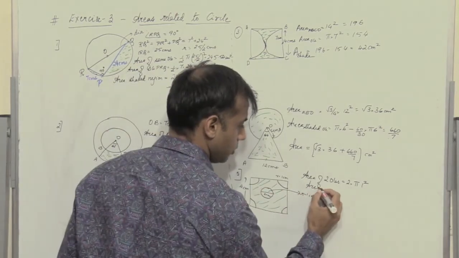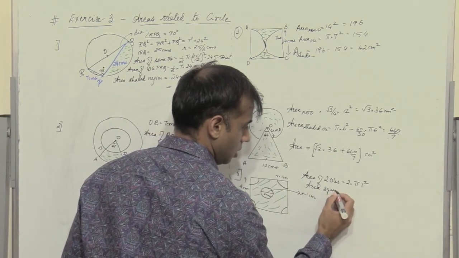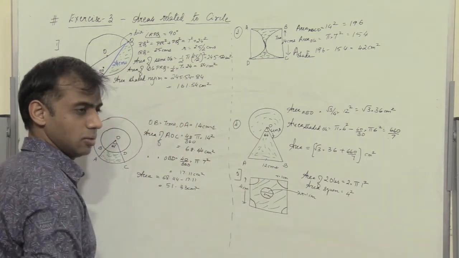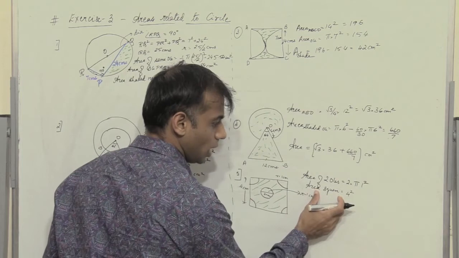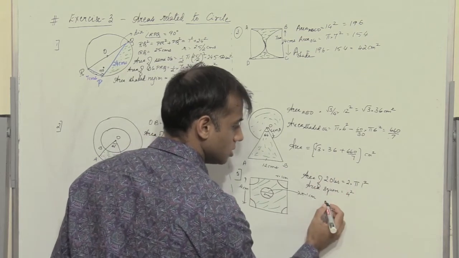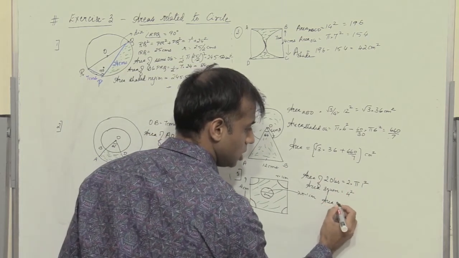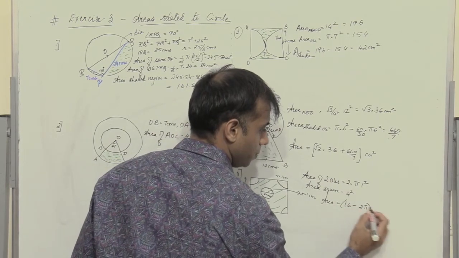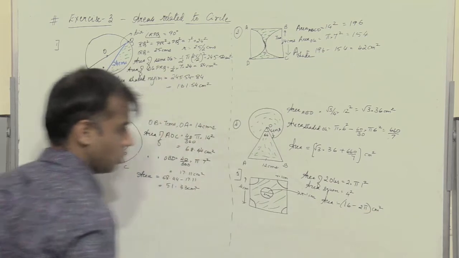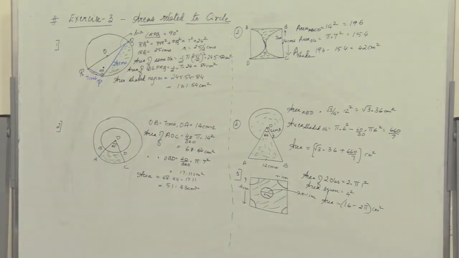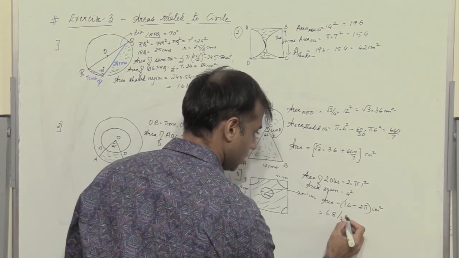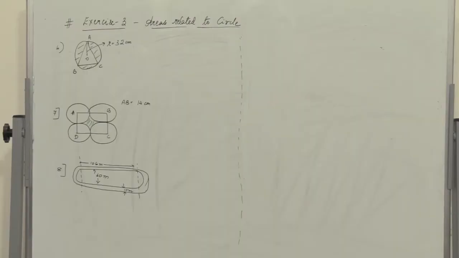So area of square is 4 square. I need to find the area of the shaded region, which would be area of the square minus area of these two circles. So area of the shaded region would be 16 minus 2 pi centimeter square. So this is 68 by 7 centimeters.